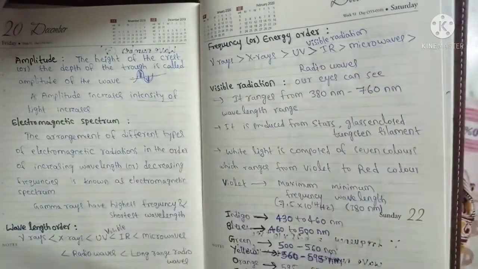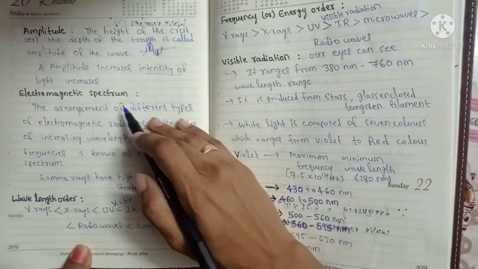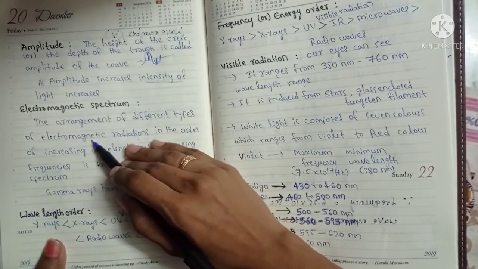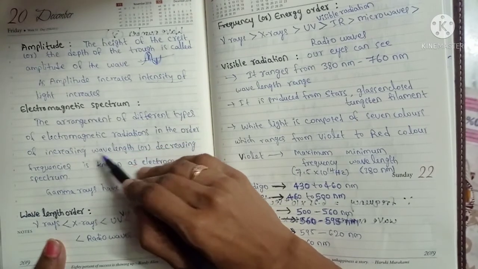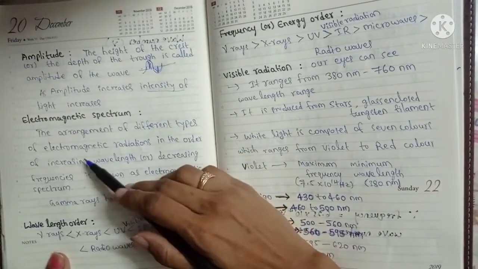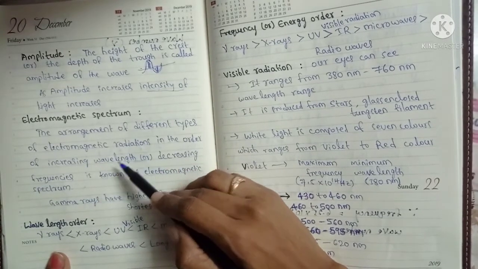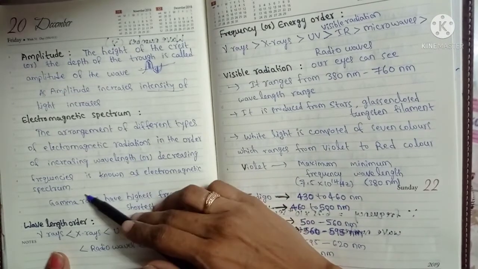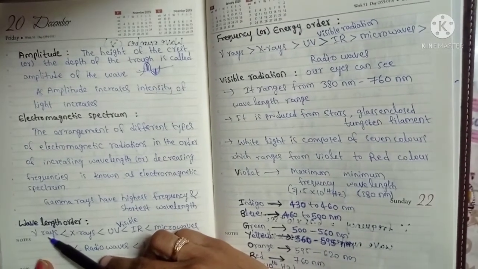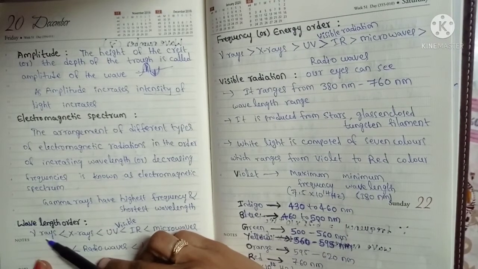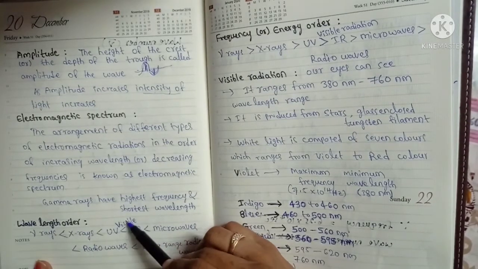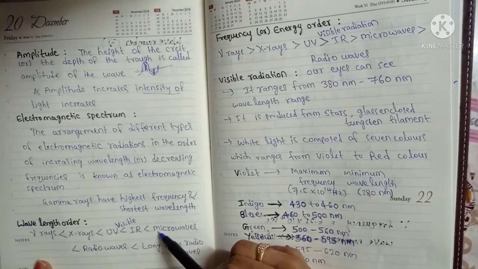Next, electromagnetic spectrum. The electromagnetic spectrum means the arrangement of different types of electromagnetic radiations in the order of increasing wavelength or decreasing frequency. In this electromagnetic spectrum, gamma rays have the lowest wavelength and highest frequency, and then X-rays, then UV, then visible, then IR, and then microwaves.